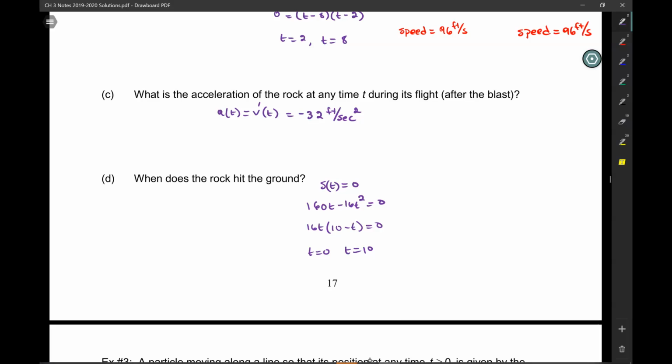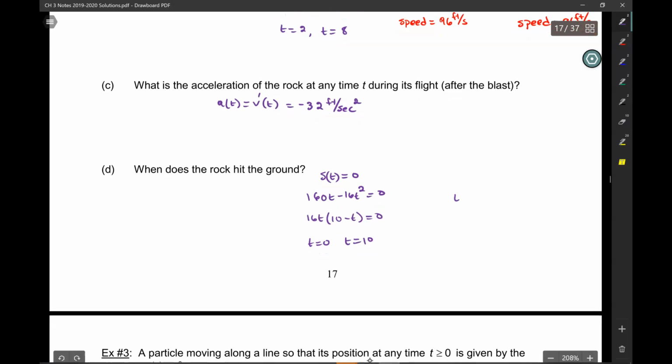Okay, listen up. If you write t equals 0 and t equals 10, it is not correct. You could cross out. Okay, wait a minute. A couple of things here. A little bit of notation.